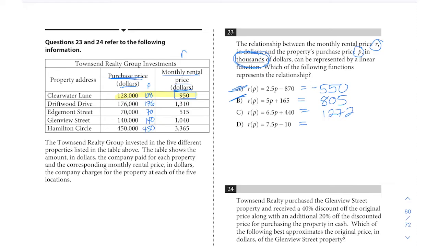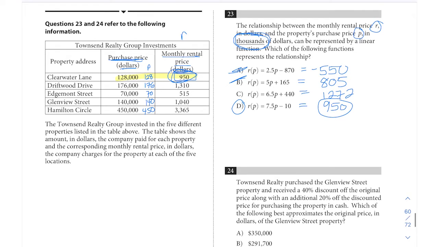So it looks like D is going to be our correct answer choice, but let's just confirm here. We do 7.5 times 128. That gives us 960 minus 10. Sure enough, this one comes out to be 950. So it matches the result that we see in the table, and answer choice D would be the correct expression of our function for our monthly rental price in dollars.